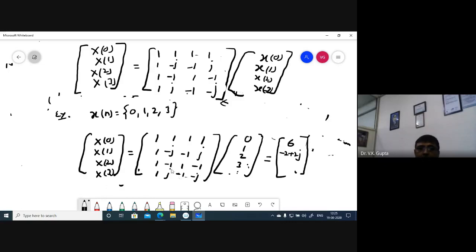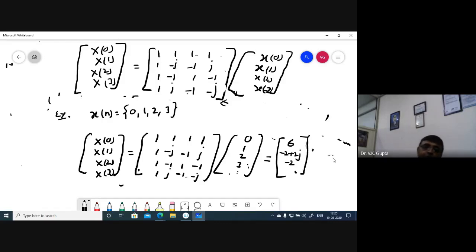What will be the third point? This into this plus this into this plus this into this plus this into this, means 0 minus 1 plus 2 minus 3, minus 4 plus 2, minus 2. So the third point will be minus 2.